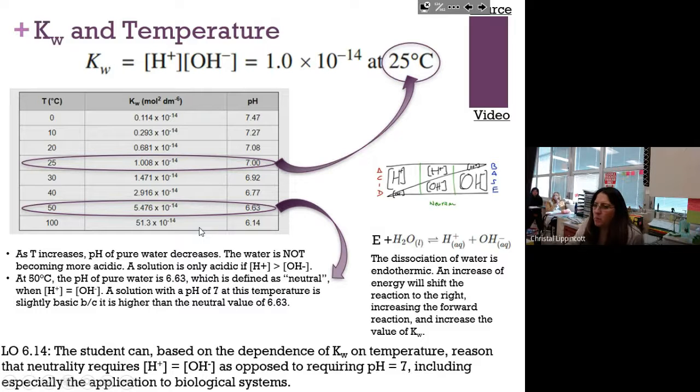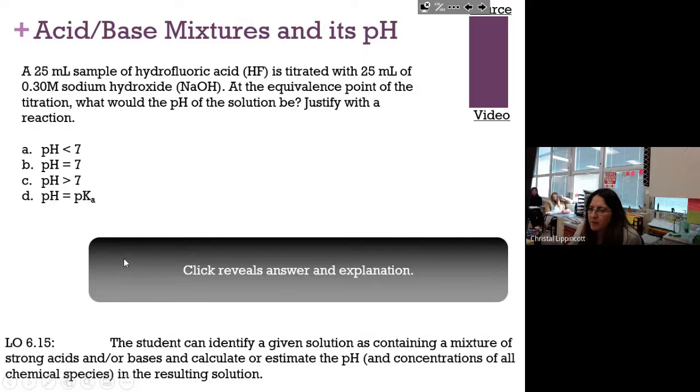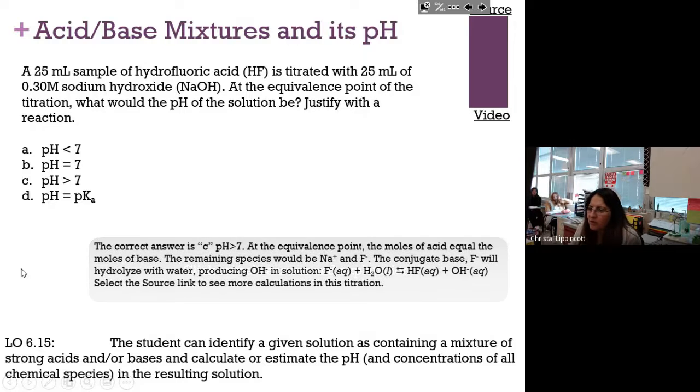Kw, remember, is for water at 298 Kelvin. So when you're at 298 Kelvin, 7 works for your pH for both things at that point. But if you change that, then you're going to have to change the pH where that equilibrium happens. Then you've got to look and see, is it strong? Is it weak? Is it a salt? Is it a buffer? How does it react in water? And then you had here a question. You should have ended up with C as your answer. Any questions on that?